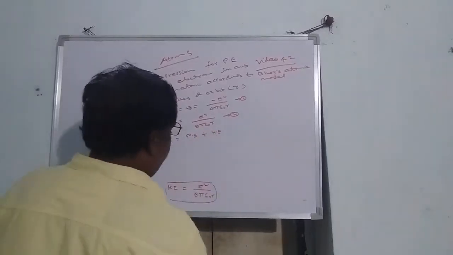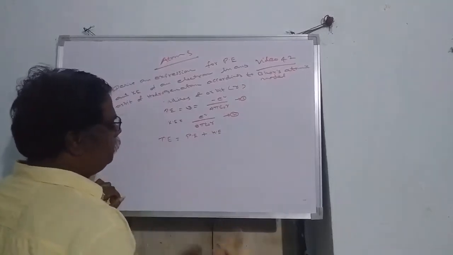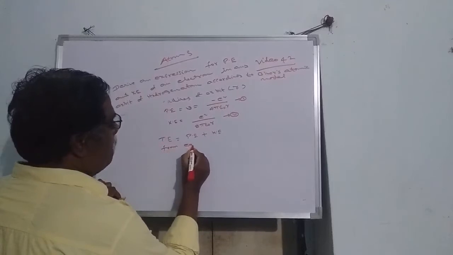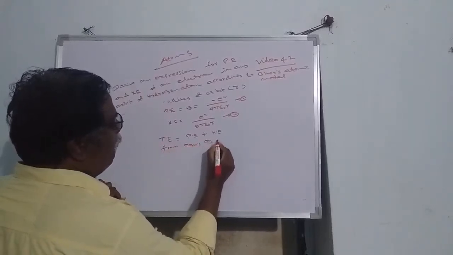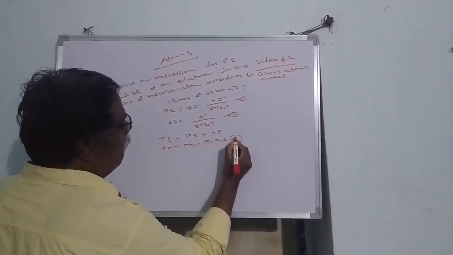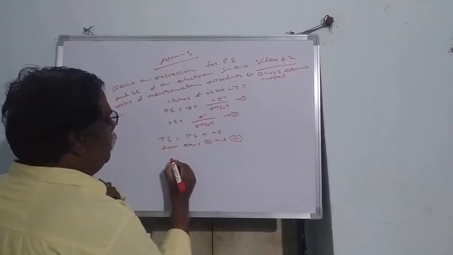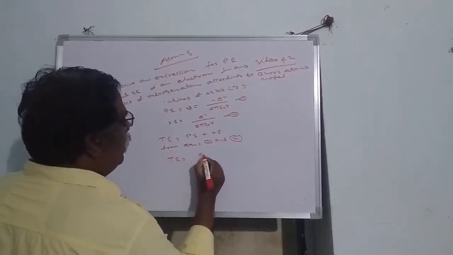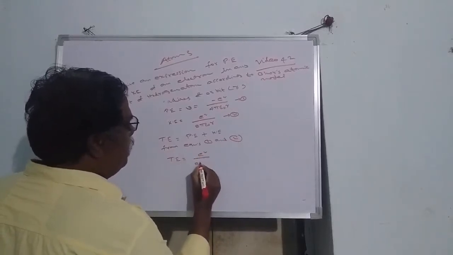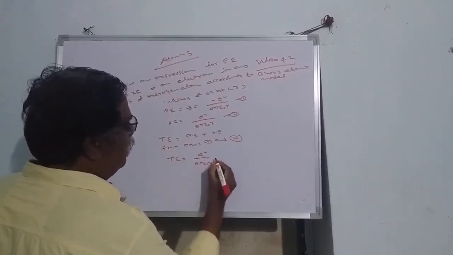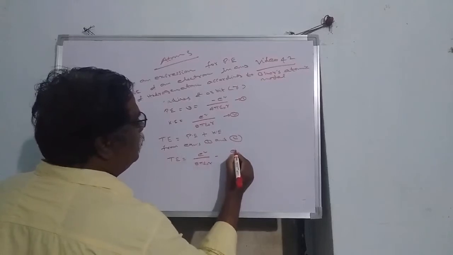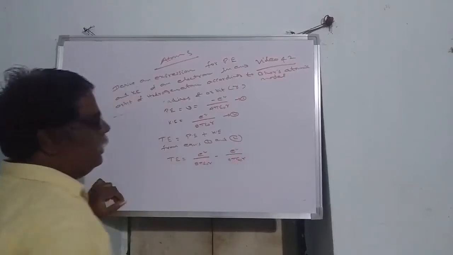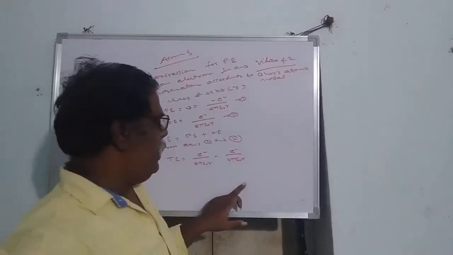So that means from equations 1 and 2, total energy is equal to e square by 8 pi epsilon naught R minus e square by 4 pi epsilon naught R. This is kinetic energy, this is potential energy.